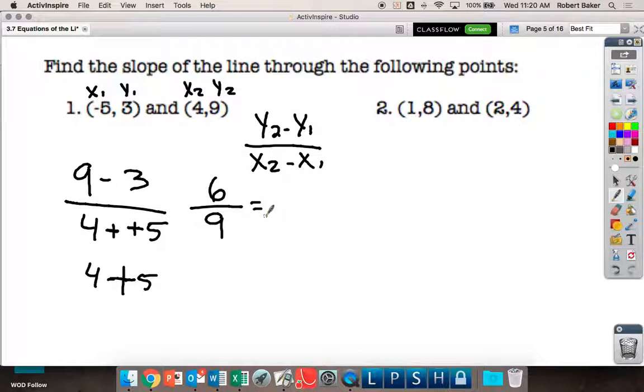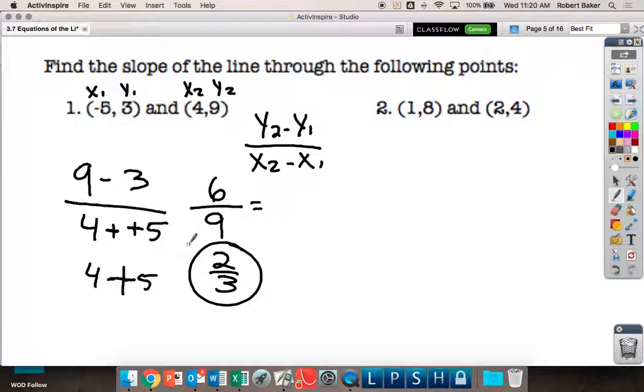You can reduce that to 1/3. 2/3. Alright? So the slope of the line that connects the 2 points is 2/3. Pretty basic. Okay? Just calculating slope.